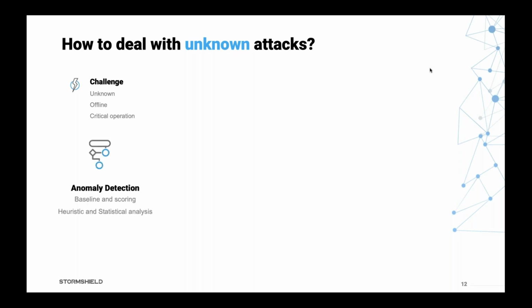Now, one way normally to deal with unknown attacks is to rely on anomaly detection. You could rely on baselining and scoring. You could rely on heuristic and statistical analysis, which is very good, very important. Of course, today we are still far from having a full intelligent AI that can handle these kinds of attacks, because in critical operations it's not possible to rely on AI. It could take wrong action, it could have false positives, and eventually it could cause more damage than the attack itself. That's why it's not something we can rely on.